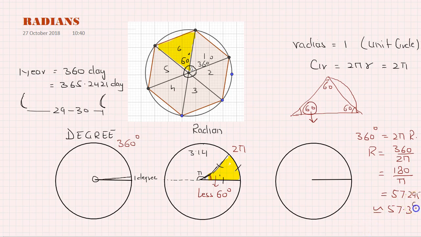Radian is represented by a small c. You can represent it by radian, but hardly is it represented by capital R. So this angle is 57.3 degree, that is equal to 1 radian. So you can see the difference in these two. This angle is 1 degree, and this angle is 1 radian.